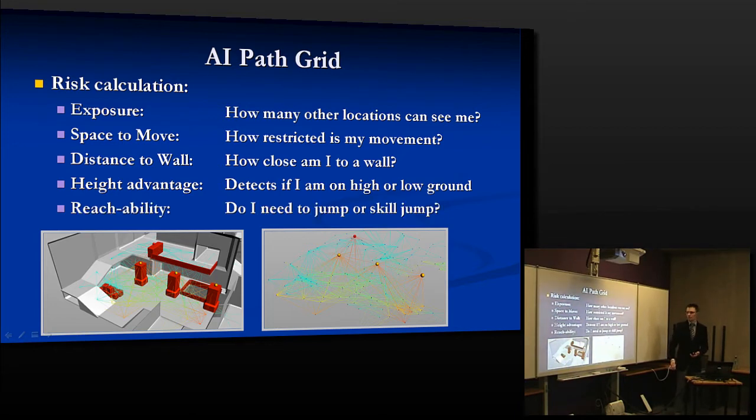And finally, we have the reachability. Do I need to jump or use a skill jump to reach a particular location? Some pickups, or the basic pickups, can not be placed in locations that the player cannot reach without using a skill jump. So, for example, those points on those pillars there, those are yellow. That means they're jump locations, so you can only reach those by jumping. And the red dot up there is a location that you need a special jump for.